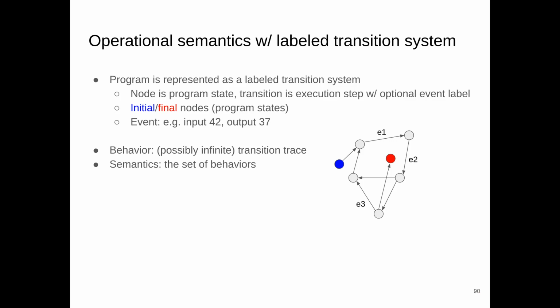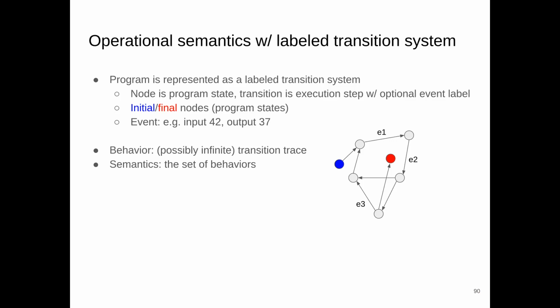And in this representation, there will be initial and final nodes. The initial node will be the program's initial state. For example, in C, you are going to start from the main function. So right after initializing the main function, it will be the initial state for the given C program. And the final node will be the final state of a given program, for example, returning some value from the main function. So that is basically the final state.